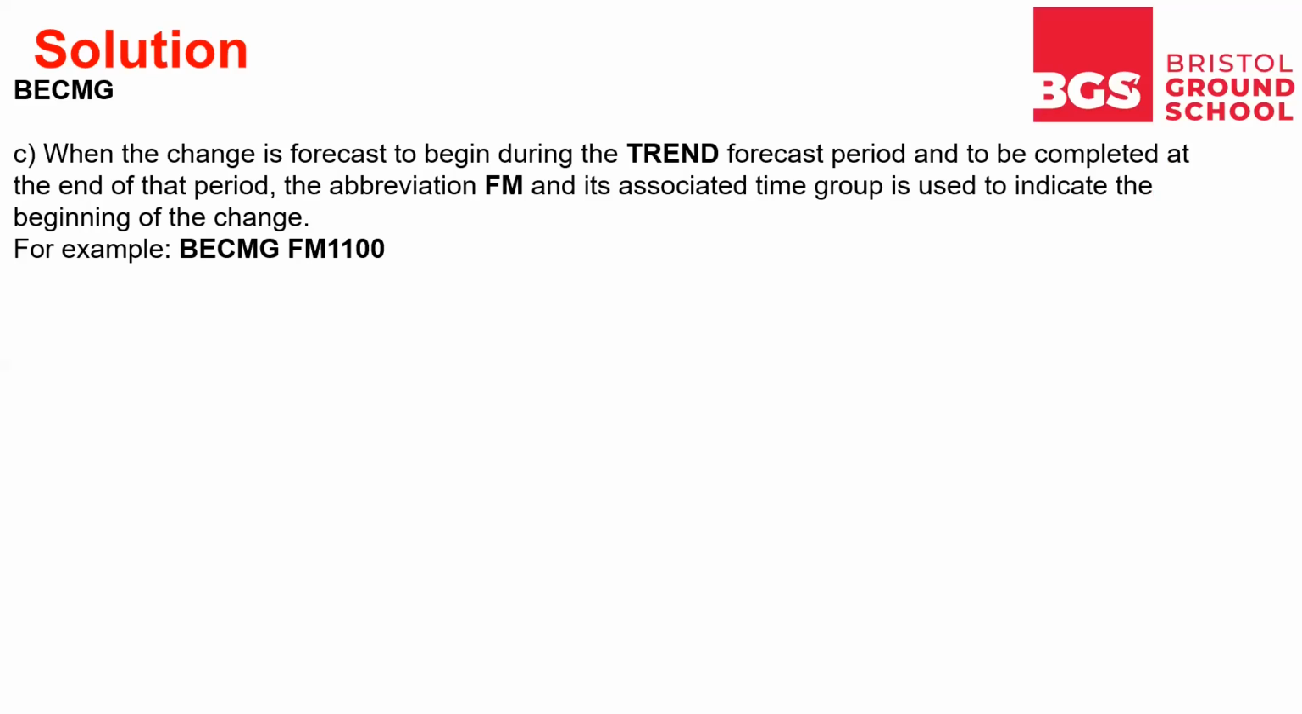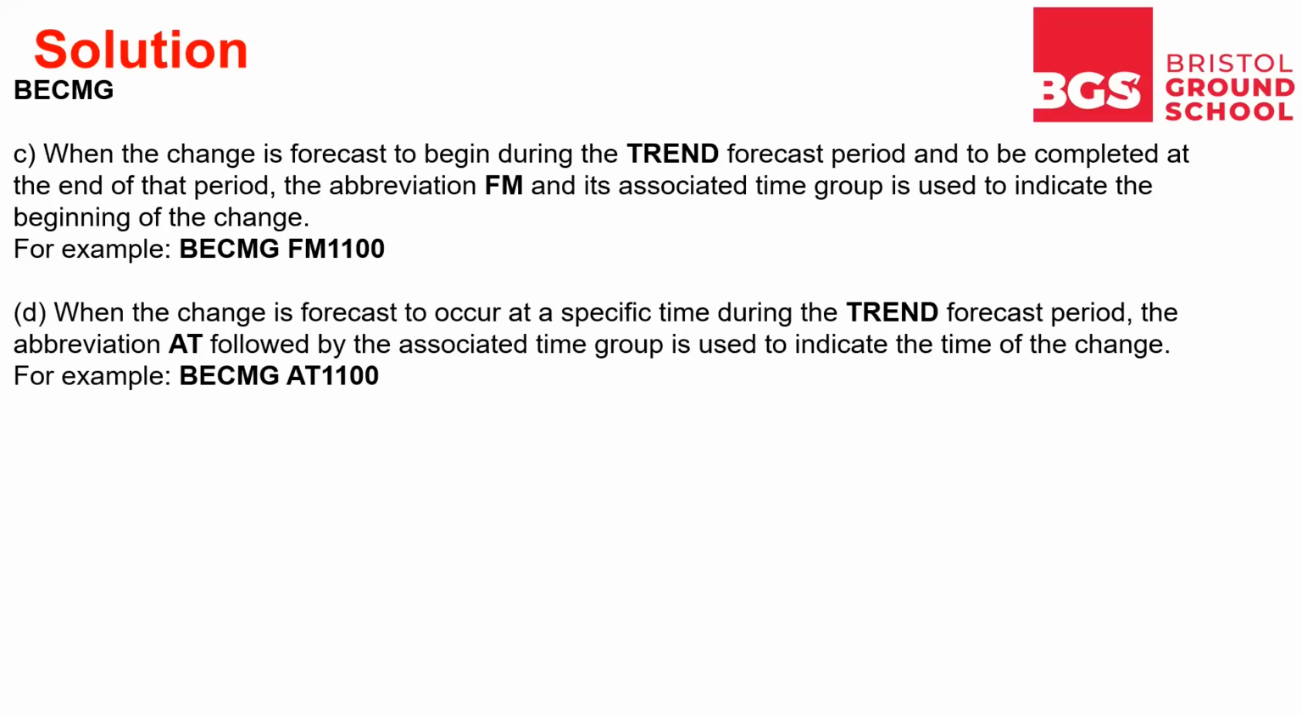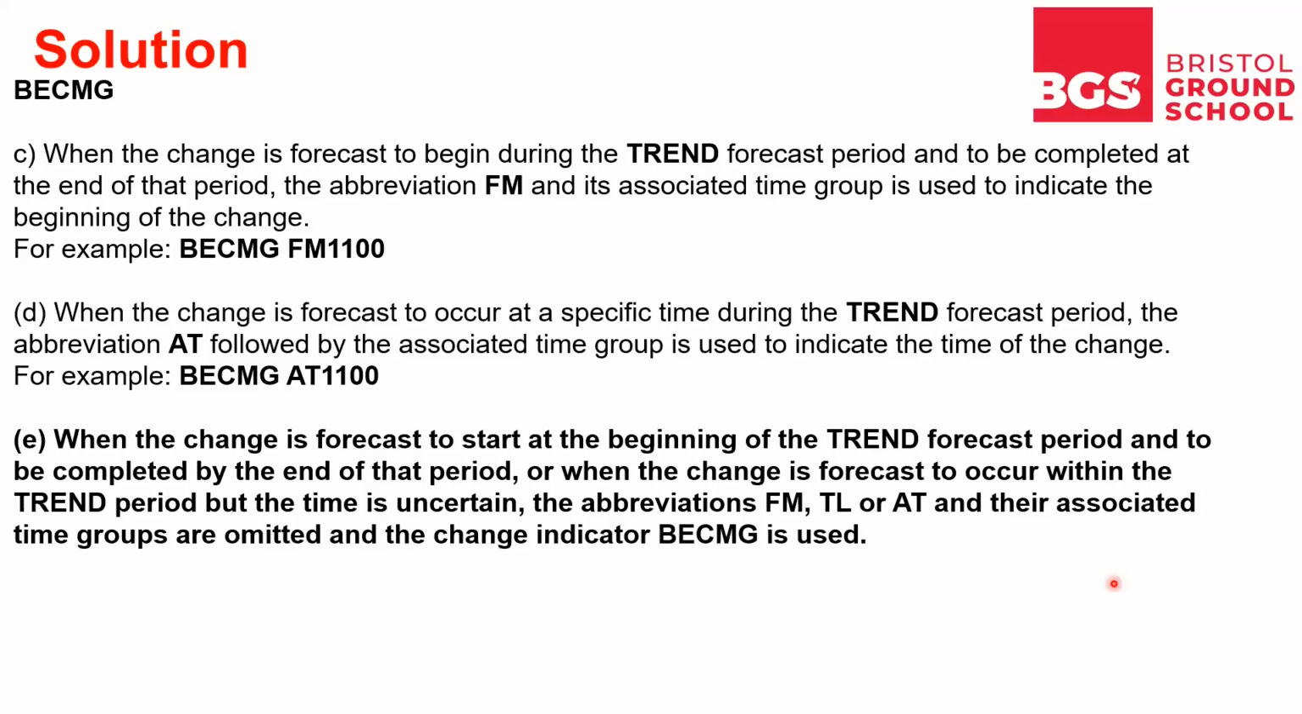So therefore, that would be written as BECMG TL1100 3000 BR, which is the code for mist. When that change is forecast to begin during the quoted trend forecast period and to be completed at the end of that period, the abbreviation FM and its associated time group is used to indicate the beginning of the change. So BECMG FM1100. When the change is forecast to occur at a specific time, they will actually quote that specific time. So BECMG AT1100, and then the conditions following the group. And this is the way of depicting becoming that you will come across the most.